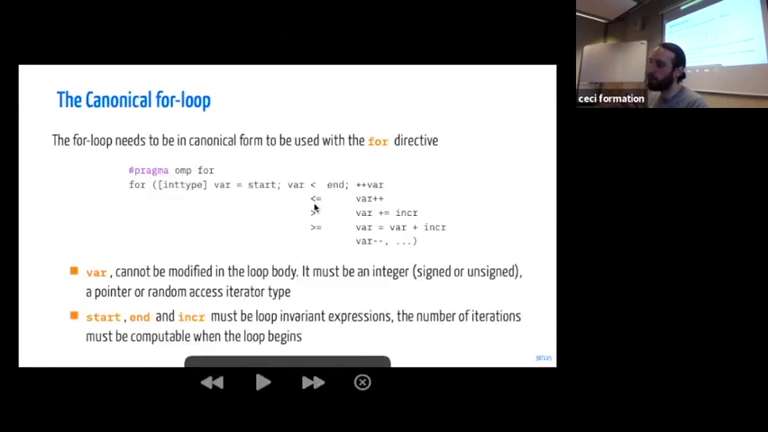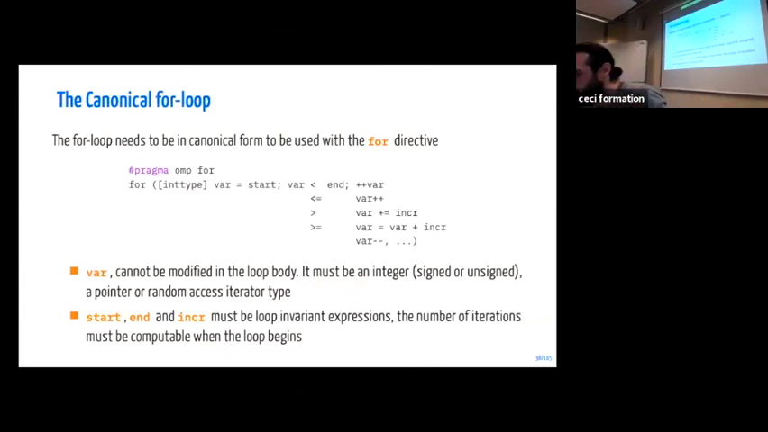And in order for the compiler to be able to do that, yes, there are some restrictions on the way your loop is written, okay? So basically the loop iterator, the variable that is used for the iteration, cannot be modified in the loop body. It must be an integer. It can be signed or unsigned, it's not important. It can also be a pointer or a random access iterator type in the case of C++.